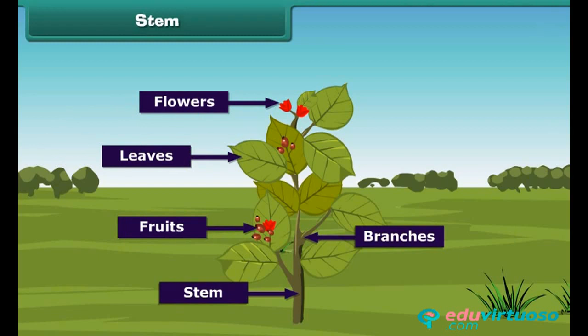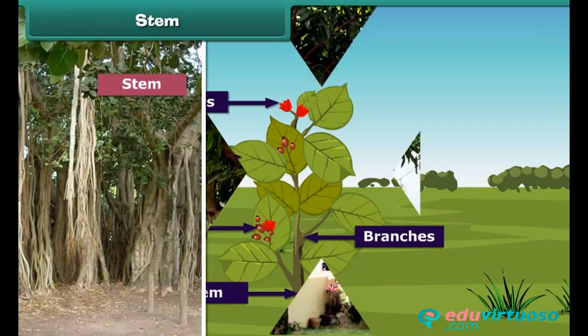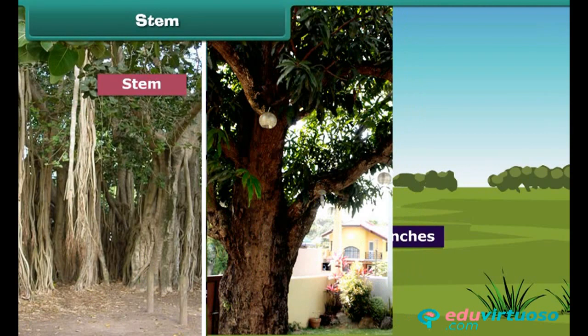Roots also perform the function of storage of food in some plants such as carrot, radish and turnip. The food prepared by the plant is stored in the roots. We eat these roots and get nutrition. Now let's know about stem.